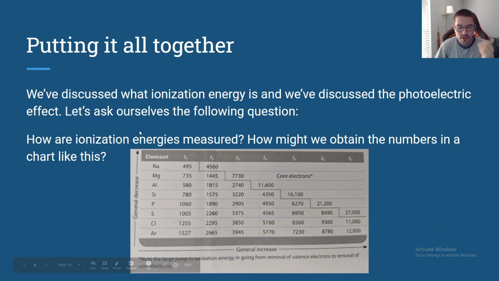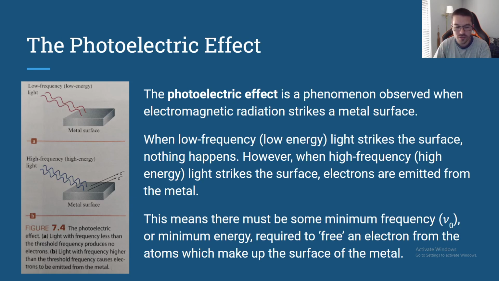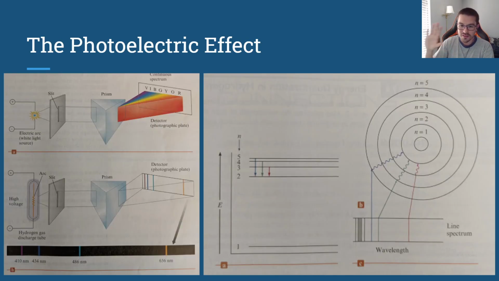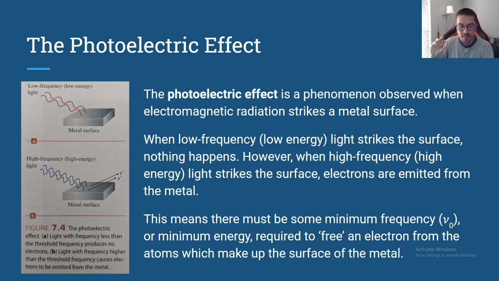So let's try to put this all together. I'm trying to make this video not as long as my previous ones, so I apologize if I'm going through things quickly. What we just saw was a little summary of the photoelectric effect. Essentially, electrons can be emitted from atoms if they're given enough energy from electromagnetic radiation.